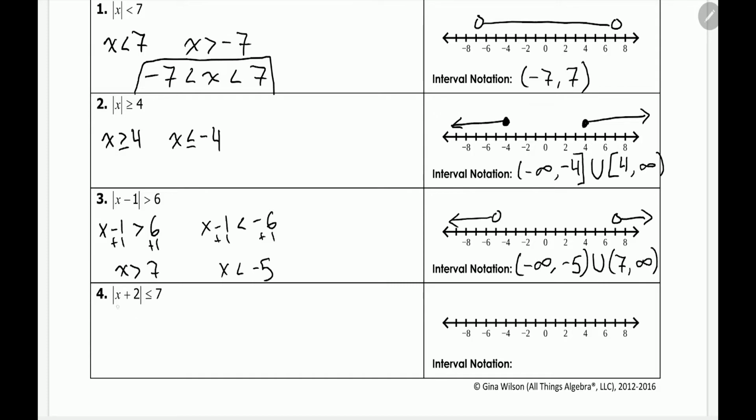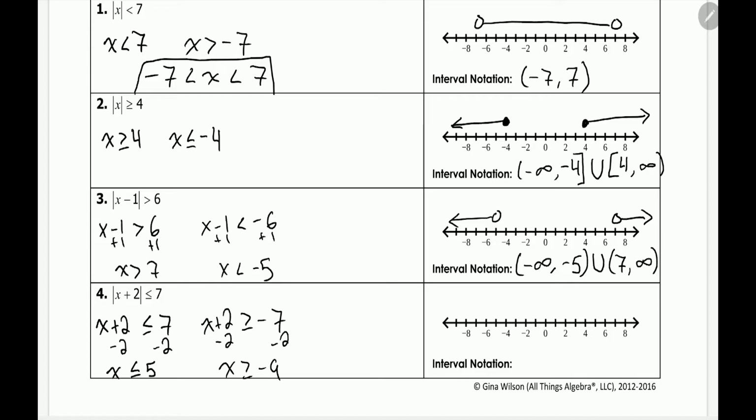Let's take a look at number 4. We have the absolute value of x plus 2 is less than or equal to 7. All right, keep it the same. So x plus 2 is less than or equal to 7. Switch it. So x plus 2 greater than or equal to, switch it again, negative 7. Let's solve this. So we're going to subtract 2 from both sides. x is less than or equal to 5, or 7 minus 2 is 5. Subtract 2 from both sides. x is greater than or equal to negative 9.